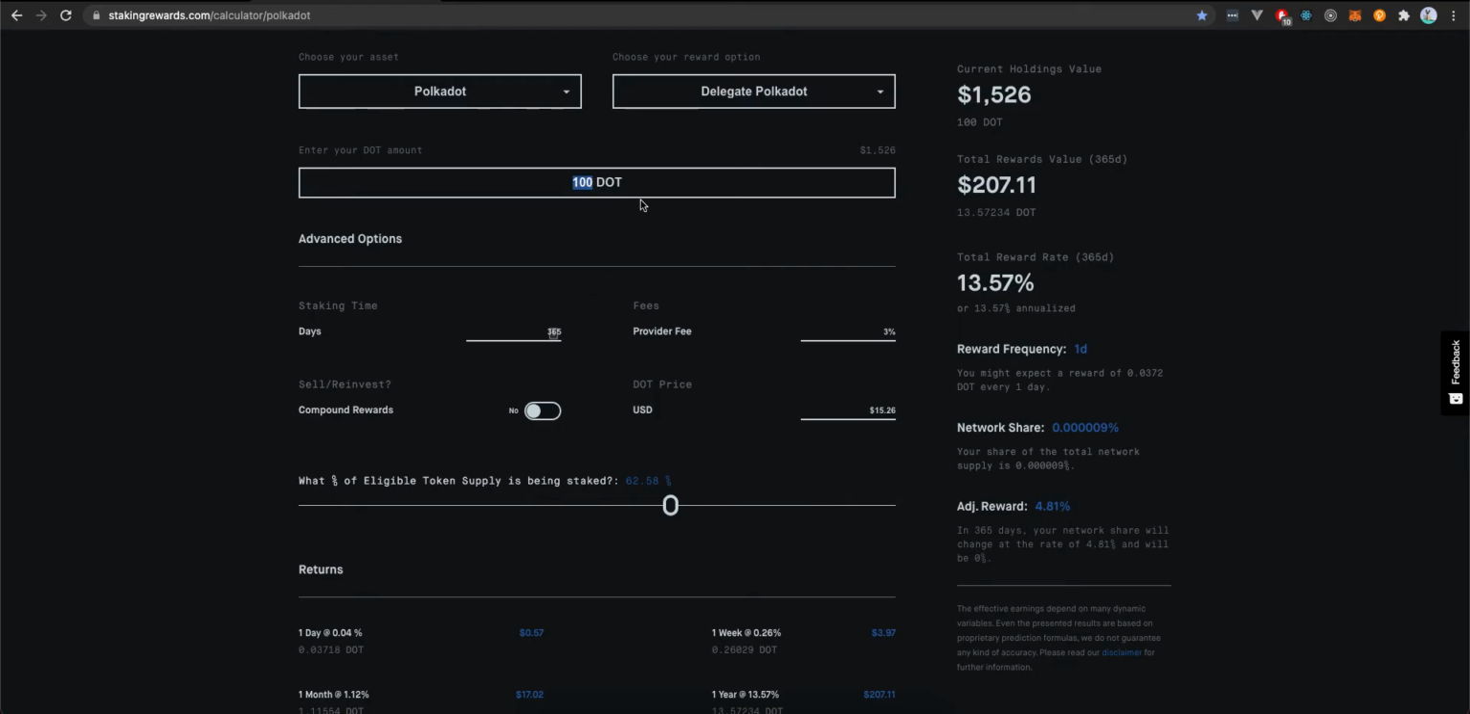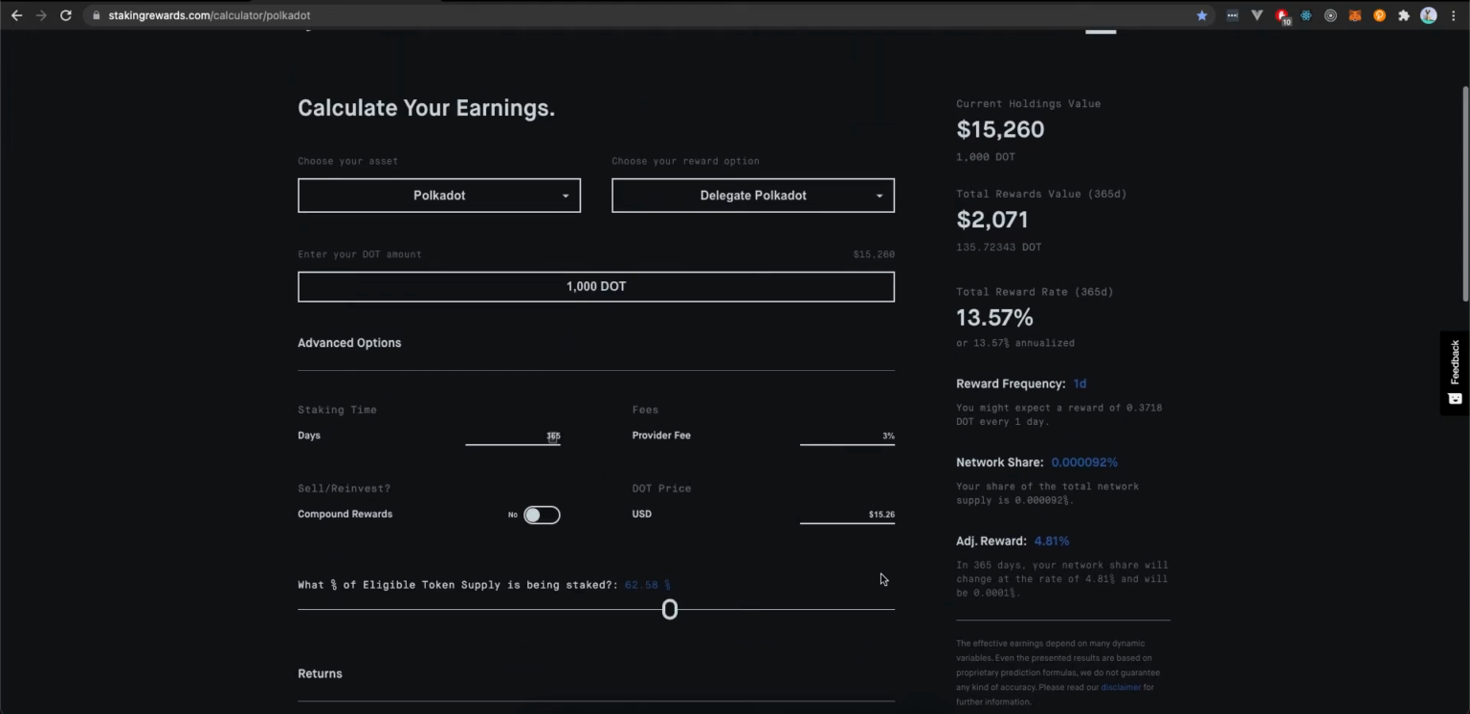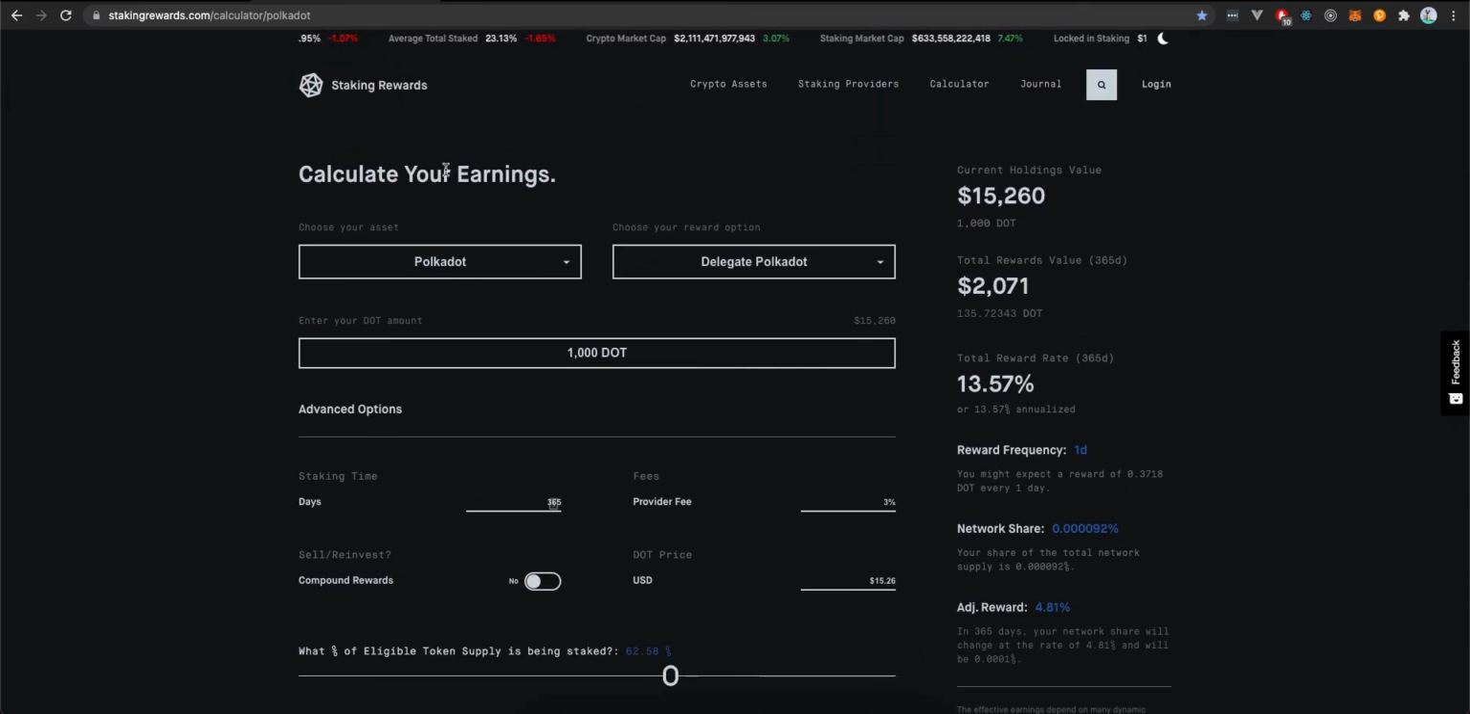Again, if you increase it, let's say to 1000, every day you're going to get $5, and every year you're going to receive $2000. So that would be some rough numbers. Play around and estimate for yourself.